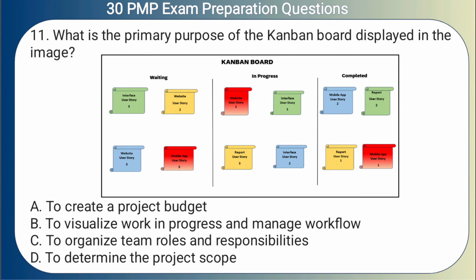11. What is the primary purpose of the Kanban board displayed in the image? A. To create a project budget. B. To visualize work in progress and manage workflow. C. To organize team roles and responsibilities. D. To determine the project scope.